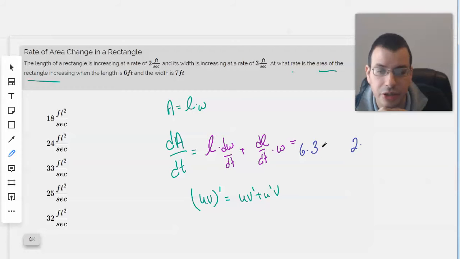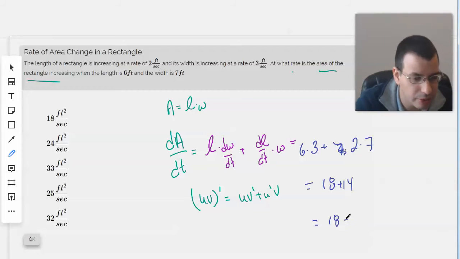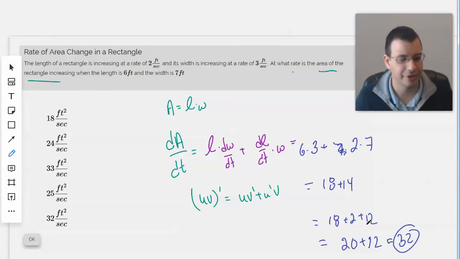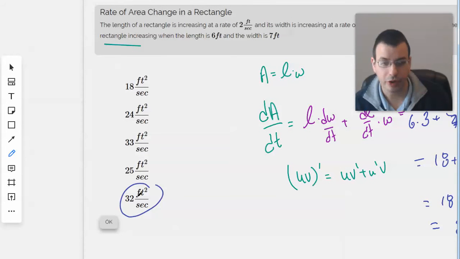6 times 3 plus 7 times 2. I guess the 7 should be on the other side. Doesn't matter. So this is 18 plus 14. Math. I think it's 42. Is it 42? So we'll do 18 plus 2 plus 12 equals 20 plus 12 equals 32. I said 42, didn't I? 32. Luckily 42 is not a possible answer. So 32 will be the answer.